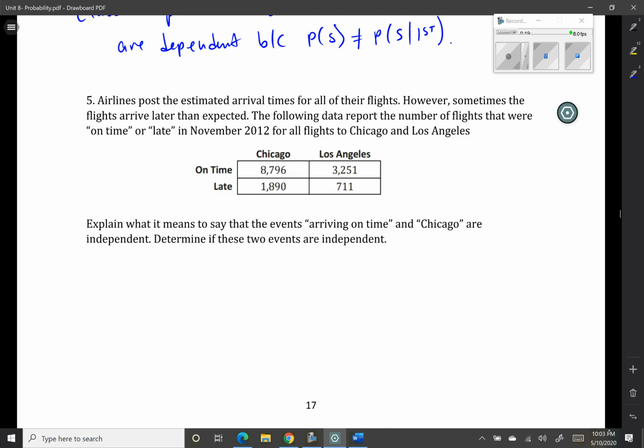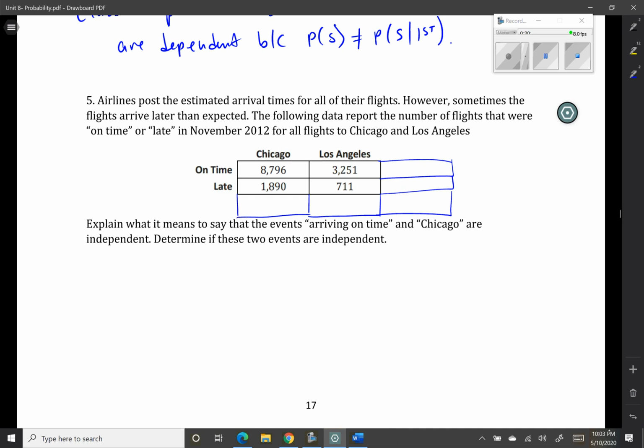So the unfortunate thing about this particular question is they don't do all of the work of the table for you. They only give us the four pieces of data: when Chicago is on time or late and when Los Angeles is on time or late. It doesn't tell you the total amount of flights that go to Chicago. It doesn't tell you the total amount of flights that go to Los Angeles. It doesn't tell you the total amount of on-time flights or late flights, or even just the total number of flights at all. So we have to do some addition here.